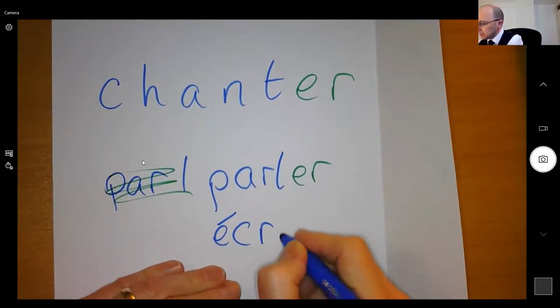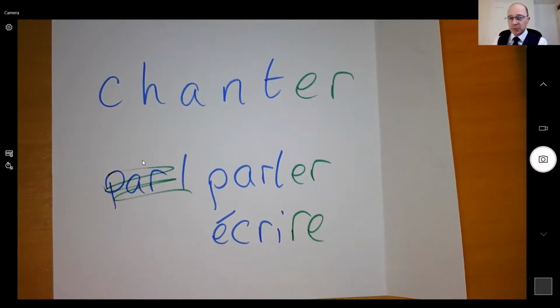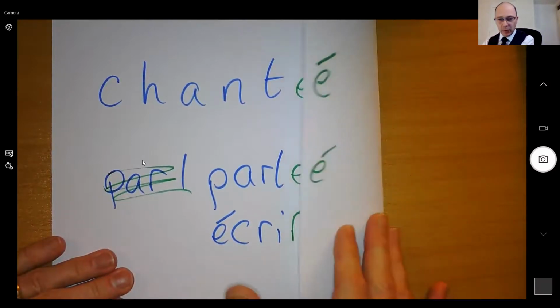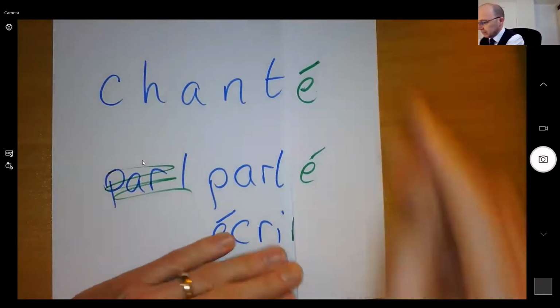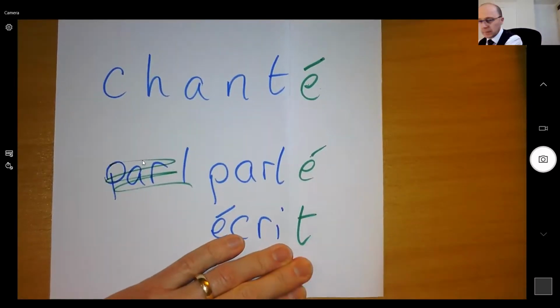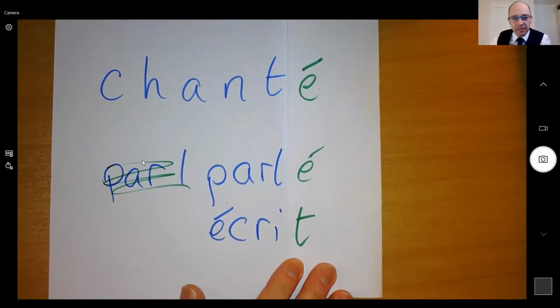Now that works very well, but it gets a little bit more exciting still. If the next one is écrire, now you might be ahead of me. Écrire is an irregular verb, and when that goes up, it's got its ending there.